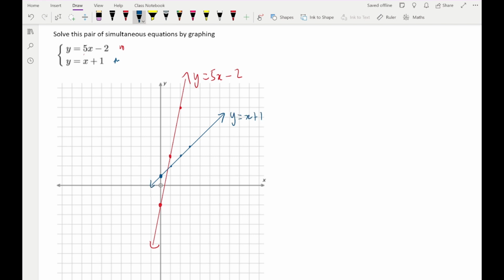Beautiful stuff. Okay, so it looks like the intersection is somewhere around here. Now, according to our scale, that's 1, 2. I reckon it's somewhere around maybe like 0.7. Maybe, yeah, more like 0.8. And maybe 1.7, something like that.